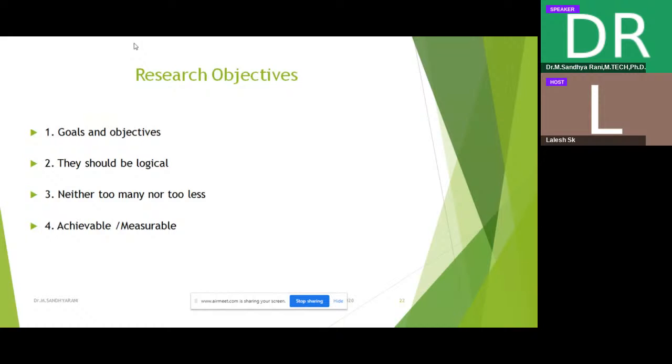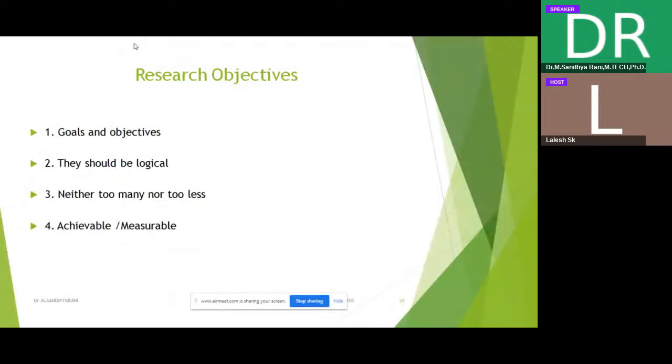A research objective should be very logical, very straightforward. The research objective is to find out, so very clear. A research objective should neither be too many nor too few. It should not be 10, 15, and neither should it be one. You should be very logical to select the number of objectives, depending upon the study, neither too many statements nor too few statements. And very important, your research objective should be achievable and measurable. Don't take an objective that you cannot fulfill. Just take the objective you can fulfill. Like that, you choose the objectives.